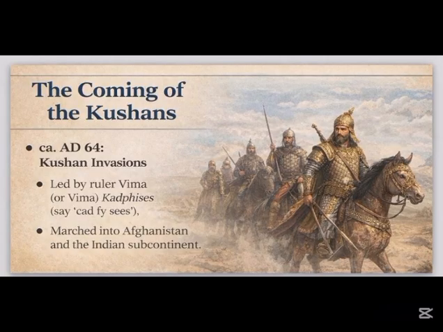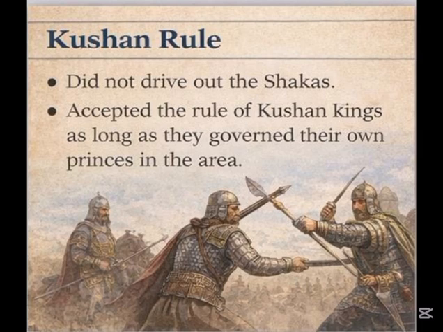Okay, students, the next group to invade Gandhara after the Parthians were the Kushans. So, we are discussing now the coming of the Kushans in about AD 64, Kushan invasions. Led by their ruler Kujula Kadphises, they marched into Afghanistan and the Indian subcontinent. So, the Kushans were the first to defeat two groups, the Parthians and Shakas, and ruled over this area.